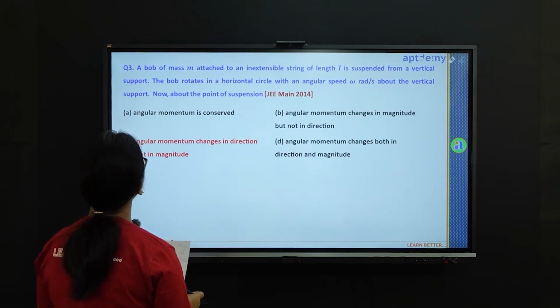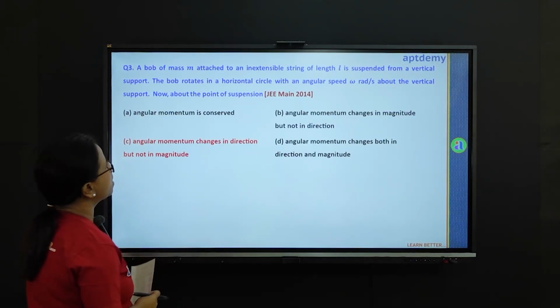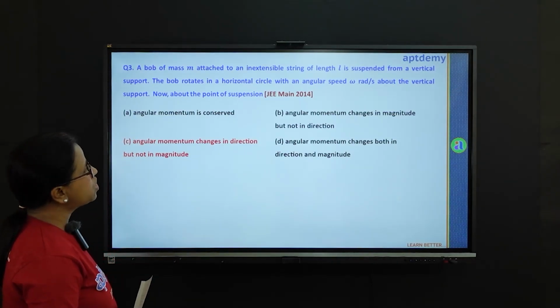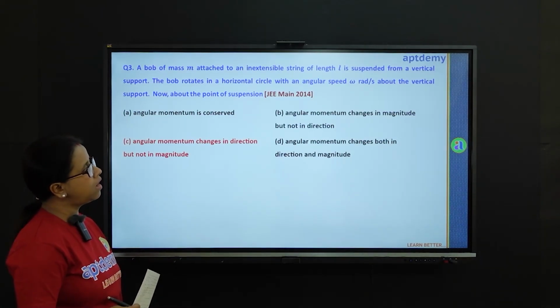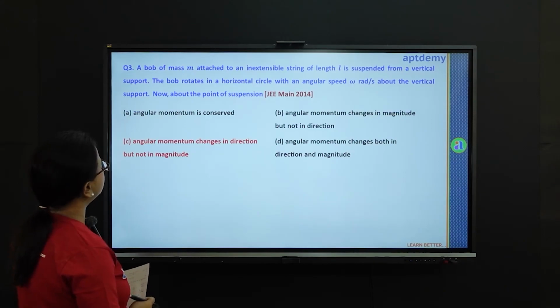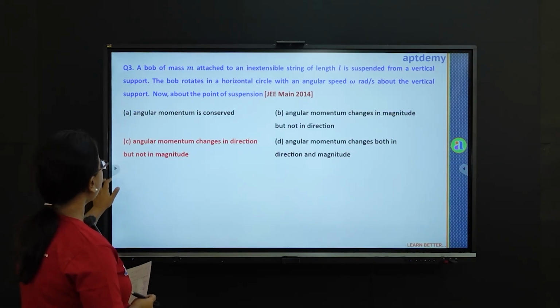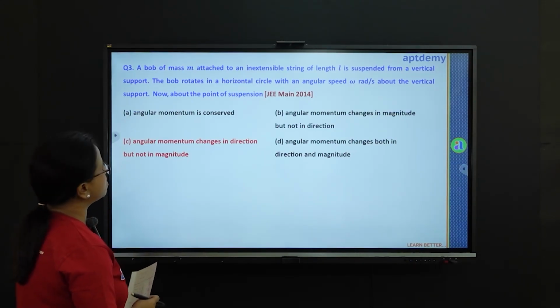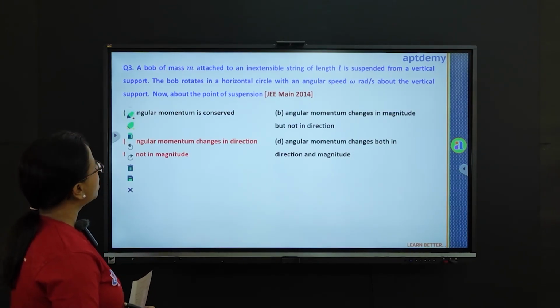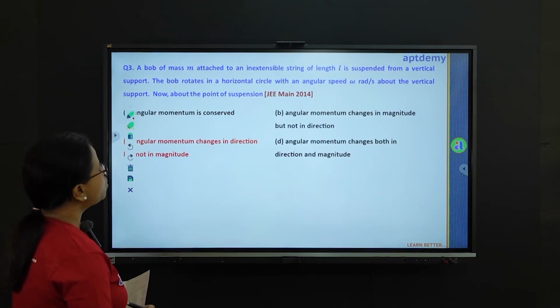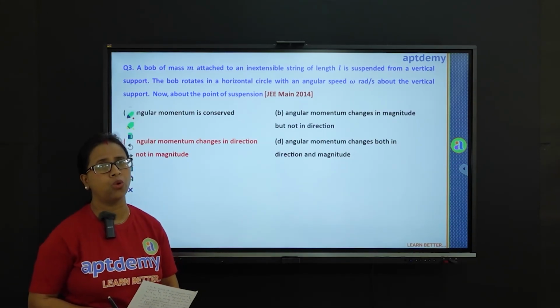Now the next problem. A bob of mass little m attached to an inextensible string of length L is suspended from a vertical support. The bob rotates in a horizontal circle with an angular speed omega radian per second about the vertical support. Now, about the point of suspension, which of the following options will hold good?